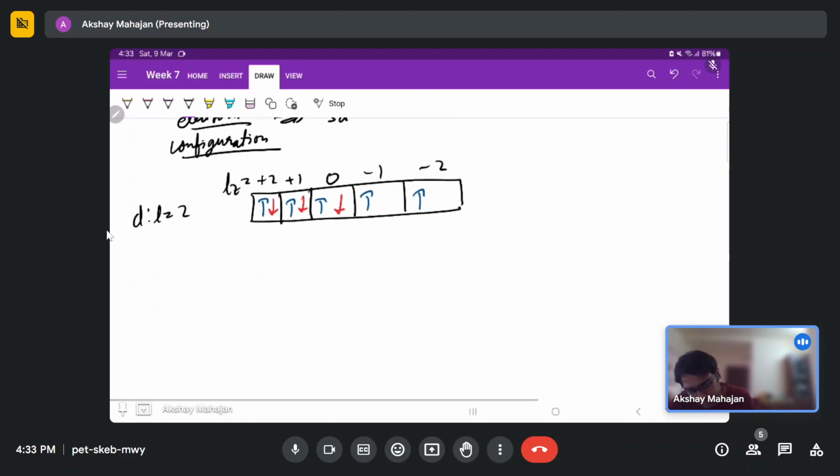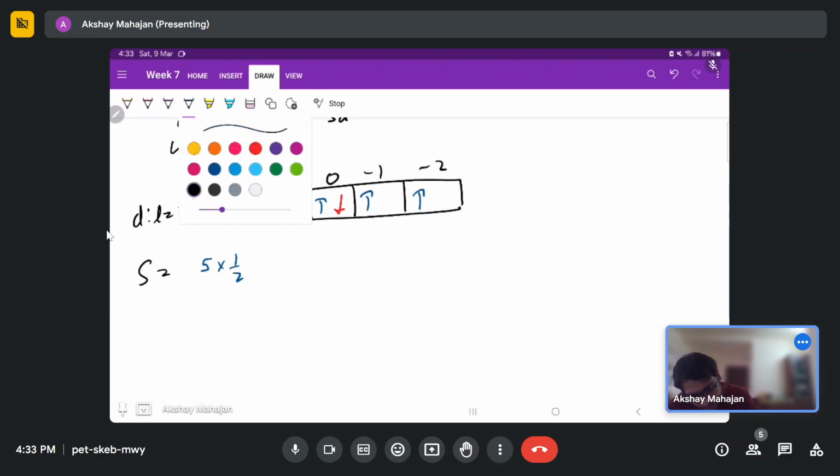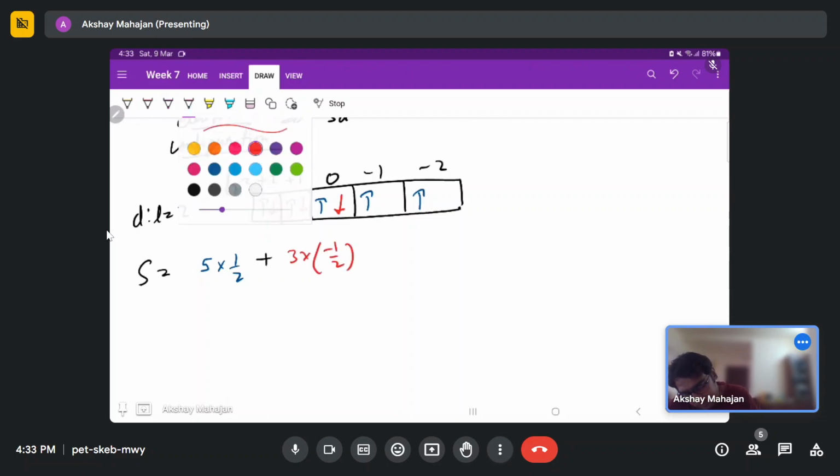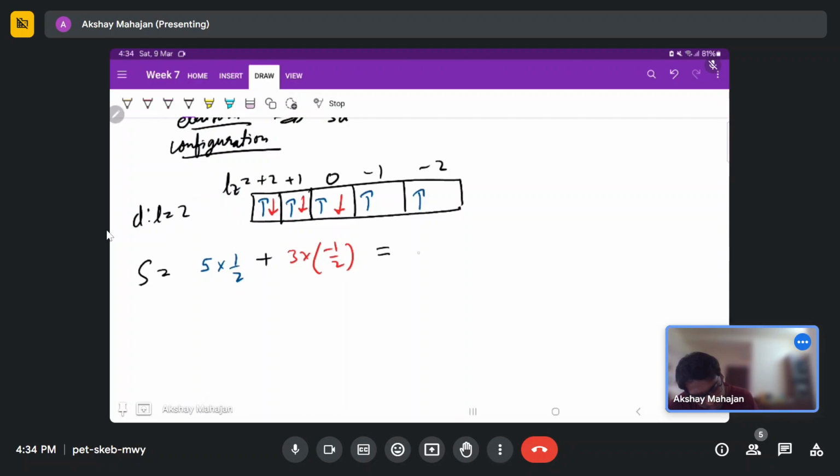Right, so our S will be equal to 5 times plus half, plus 3 times minus half, that is going to be 1.